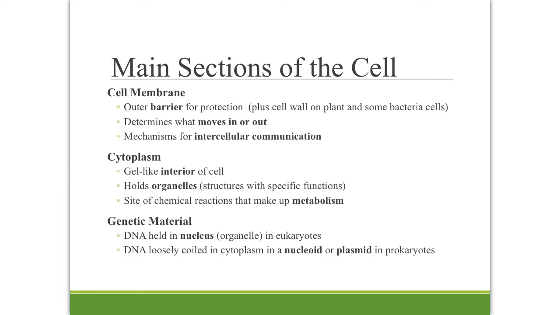It is also possible to divide a basic cell into three main sections. There is the cell membrane that goes around the outside of the cell, and this serves as a barrier for protection, holds what needs to be inside, and keeps anything from the outside getting there. On plant cells and some bacteria cells, you also have a cell wall on the outside of the cell membrane. The cell membrane, because it is the barrier, decides what is going to move in or out of that cell. It is controlling the transportation of substances across the cell membrane.